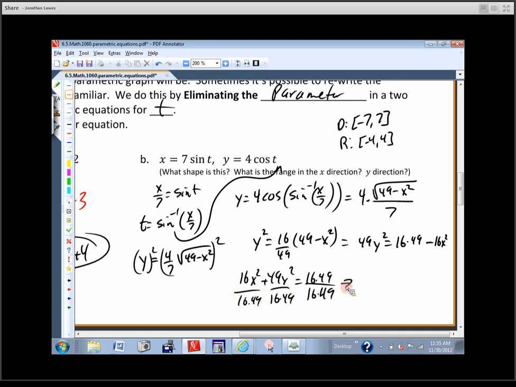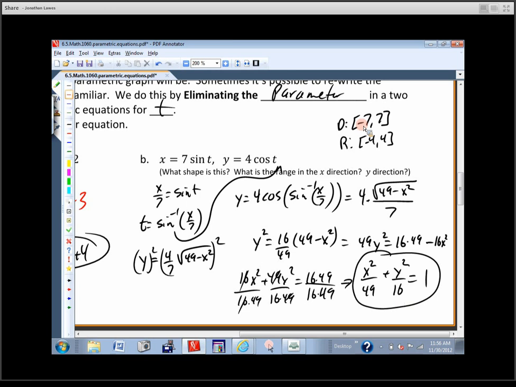And here's what I get. The 16s would cancel. I'd get x squared over 49. The 49s would cancel. I'd get y squared over 16. And then I get a 1 over here. That should look familiar. That's an ellipse. How far do you go in the x direction? 7. And remember, this would be centered at the origin. So we'd go to positive 7 and negative 7 on the x-axis. How far would we go in the y direction? Plus and minus 4, okay? So that explains that domain and range that we had here.